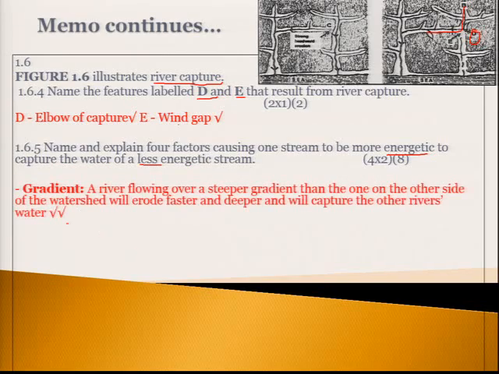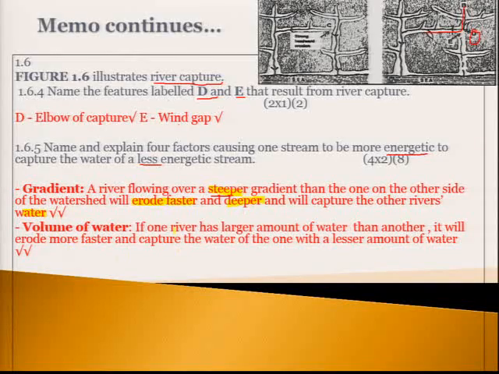The first one, we say consider the gradient. A river flowing on a steeper gradient than the one that flows on the other side, the gentle part, will erode the area faster and even deeper, and will capture the other river's water. We consider what? The gradient. The second we consider the volume. If one river has a large amount of water compared to the other, it will have more erosive power and capture the water of the less erosive river.